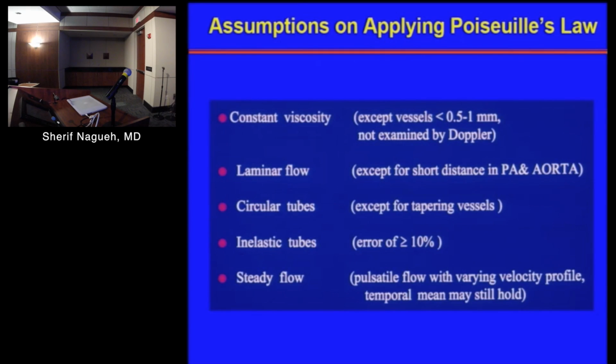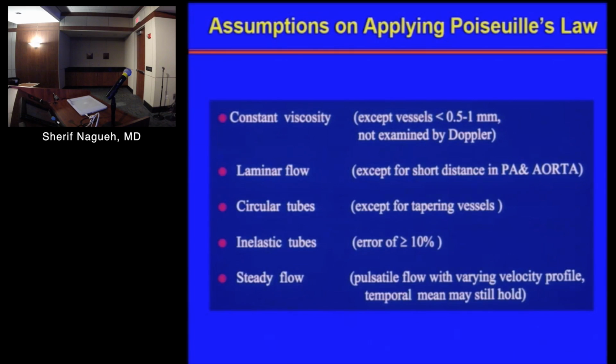Circular tubes for the most part, but you can imagine that the arteries and the veins are not necessarily circular in cross-section. Further, their diameters can change during the cardiac cycle. This takes us to the assumption of this being an inelastic tube. Remember, when we were doing the calculations, we did not entertain the possibility that the diameter can change. Obviously, in arteries, it will change during systole with expansion.